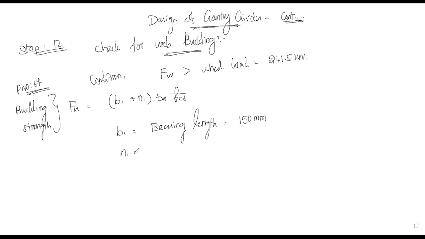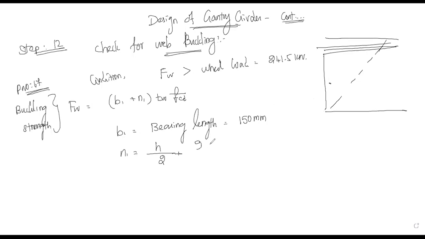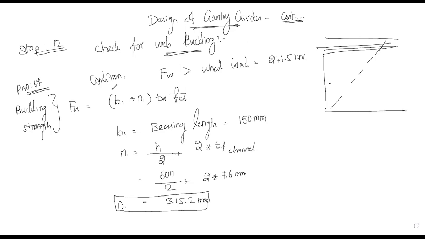And N1. You know that the dispersion is like this. Here we can have the flange, so the dispersion is going like this. So N1 is equal to the total H divided by 2 plus 2 times the thickness of flange. Here we are going to take the channel flange, since the dimension is very small compared with our I-section flange. So H is equal to 600 divided by 2 plus 2 into the thickness of flange, 7.6 mm. So N1 becomes 315.2 mm. So we have the B1 value and N1 value.